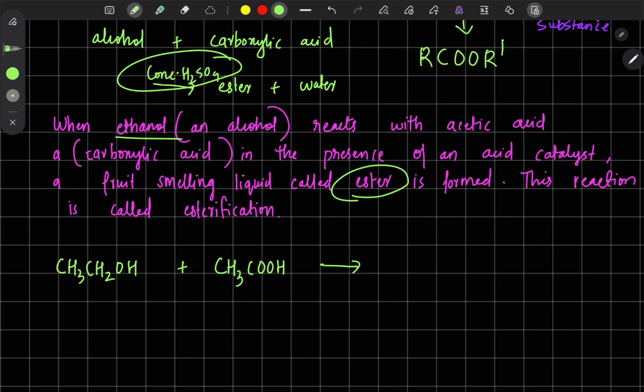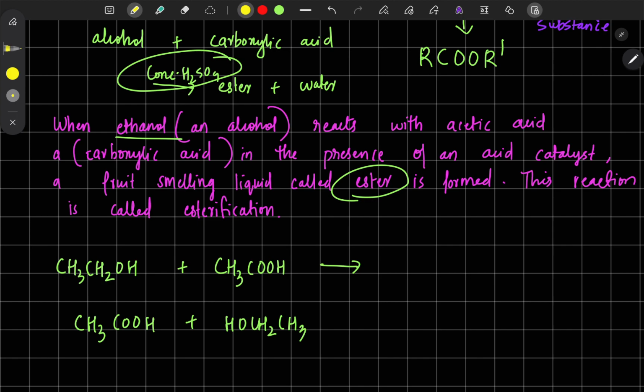For easiness, what I am doing is, I am going to flip this molecule. I will write this ethanoic acid like this, and I will write HOCH2CH3. So here I have just flipped the side. This is for easiness. So you need to understand.